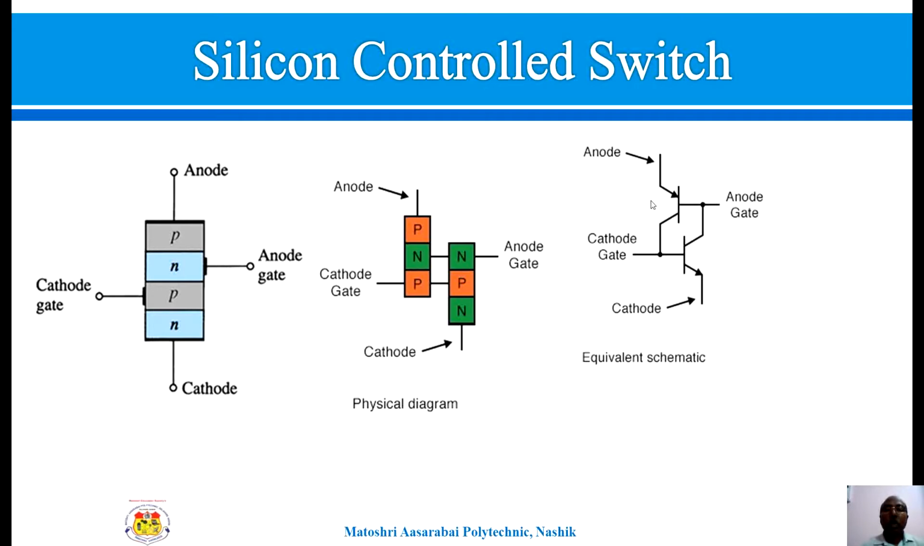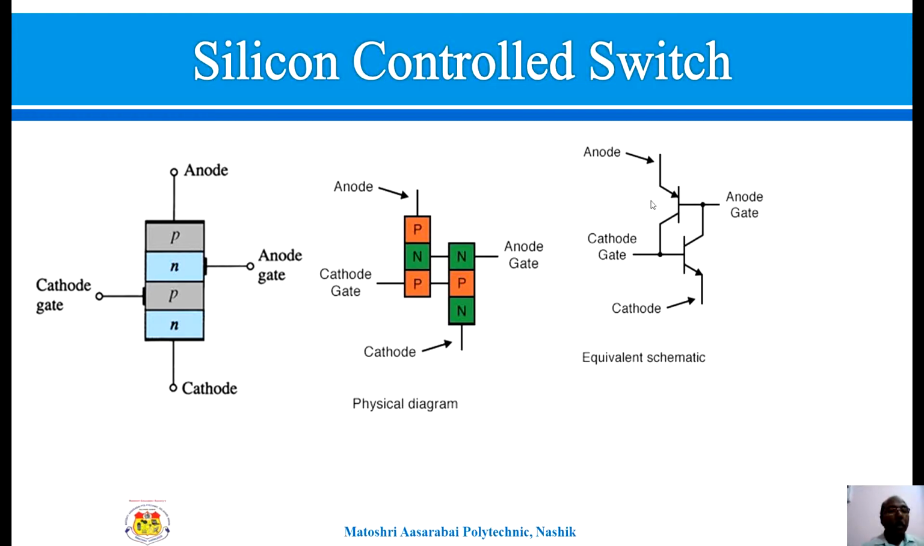Silicon controlled switch, SCS. Here this SCS is shown. In the case of SCS, we can see that a cathode gate and an anode gate are there. In the case of SCR, only a cathode gate is there. Here two gates are there. That means we can turn on by the anode gate or by the cathode gate, and also we can turn off by the cathode gate or by the anode gate.